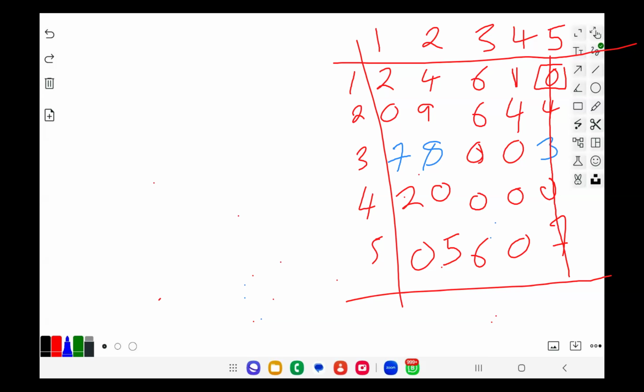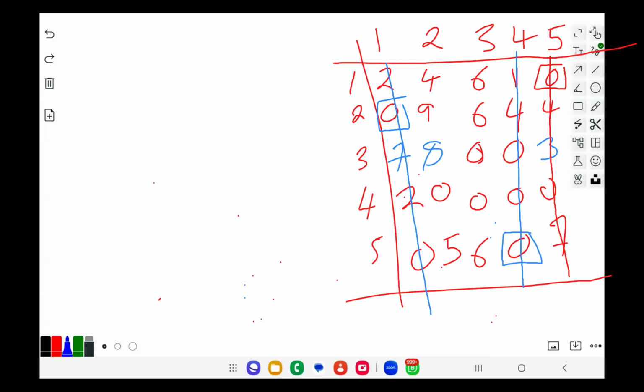Next row. The next one is only one zero, you cancel. Next, there are two zeros, skip. Number 4, again there are more than one zero, skip. Number 5, there is only one zero, and you cancel this.